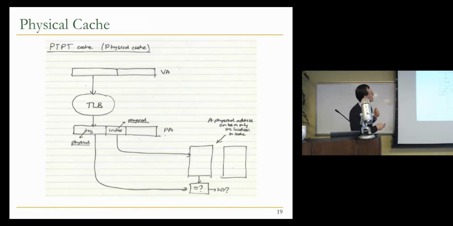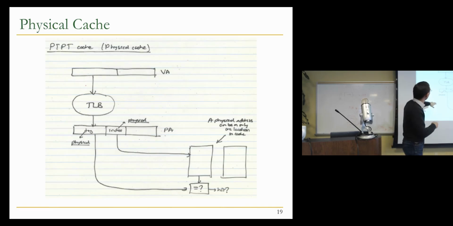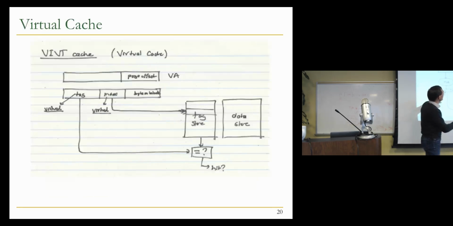So this is a physical cache. This is a demonstration of it, and we've seen this before. You have the virtual address. This is the page offset, if you will, and this is after TLB, you get the tag, and you index the cache with the physical address, and the tag is physical also. And this is the tag store, and this is the data store. Which means that a physical address can be in only one location of the cache.